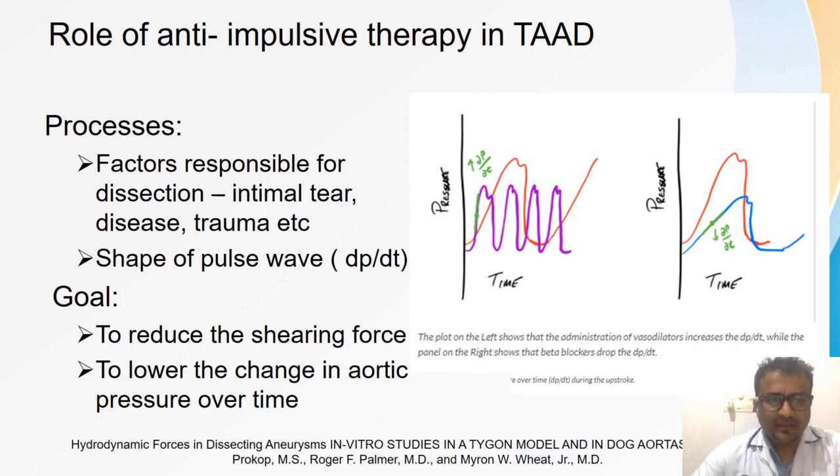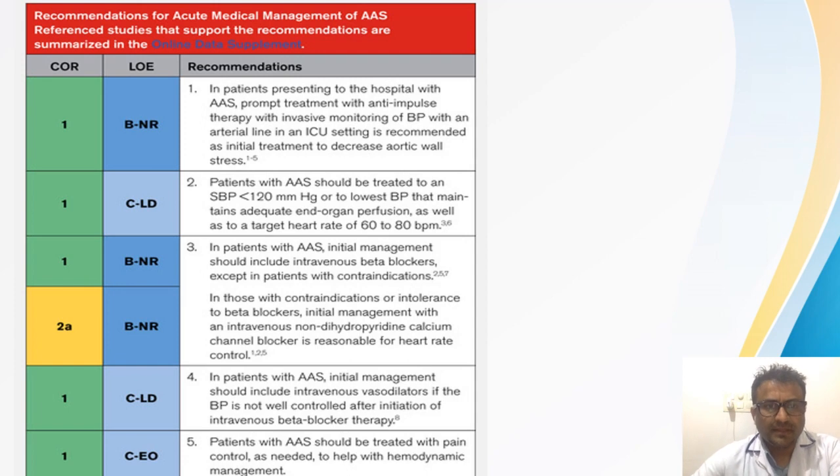In other words, we have to decrease the shearing force. Decreasing the shearing force will decrease the load on the aortic valve, or it will prevent the propagation of the dissection further. The anti-impulsive therapy includes the intravenous beta blockers with esmolol, labetalol, and secondary intravenous inodilators with NTG and nitroprusside.